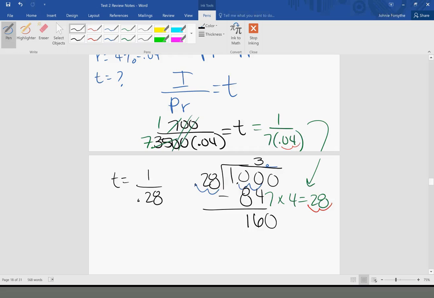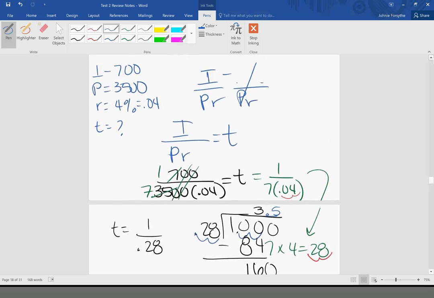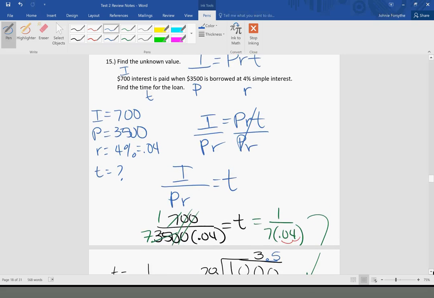28 goes into 160. 6 times 8 is 48. Oh, a little too much. 5 times. 5 times 8 is 40. Carry the 4. 5 times 2 is 10, plus 4 is 14. Subtract. And then how much are we rounding by? It doesn't say. Okay.